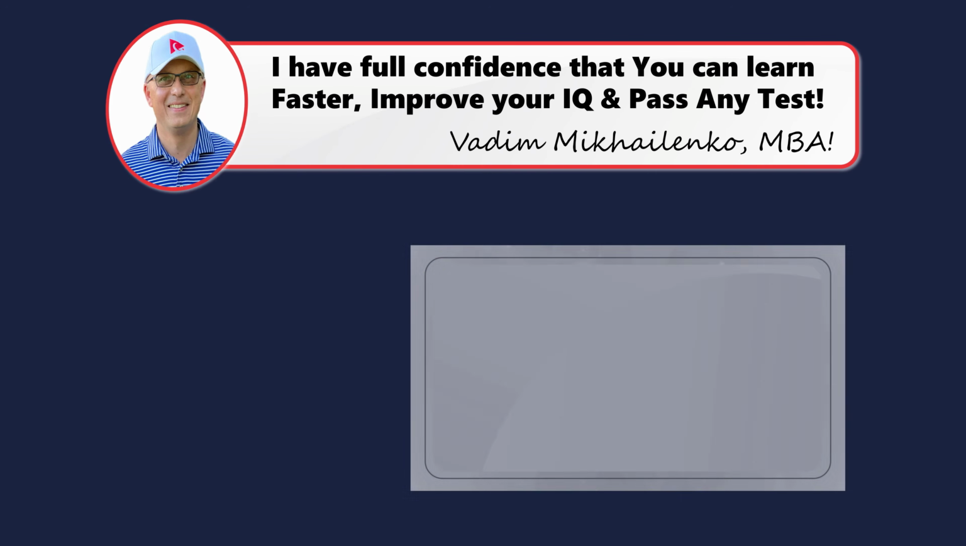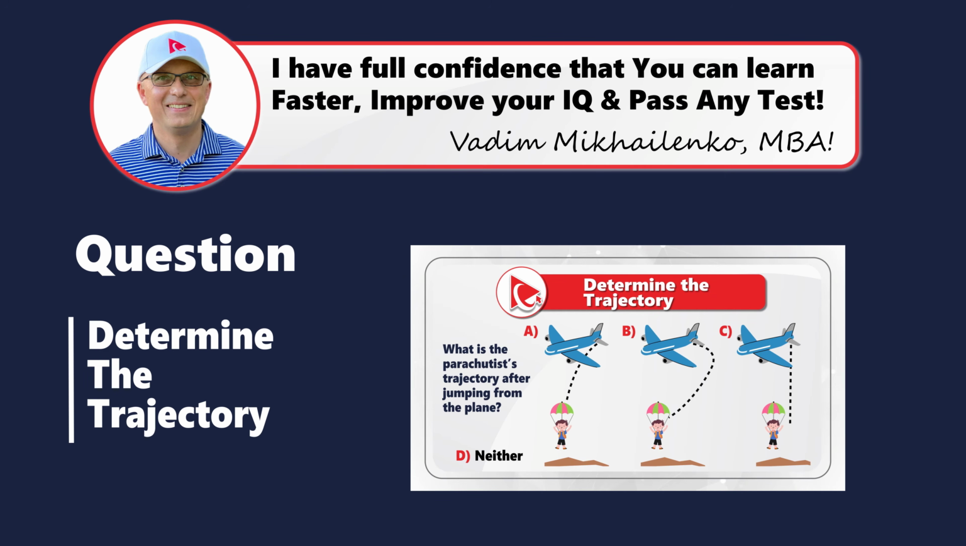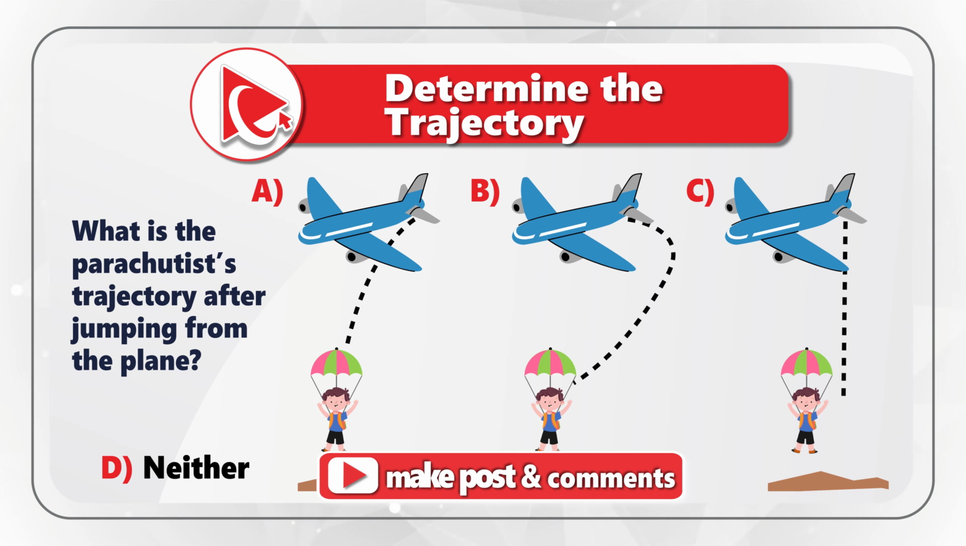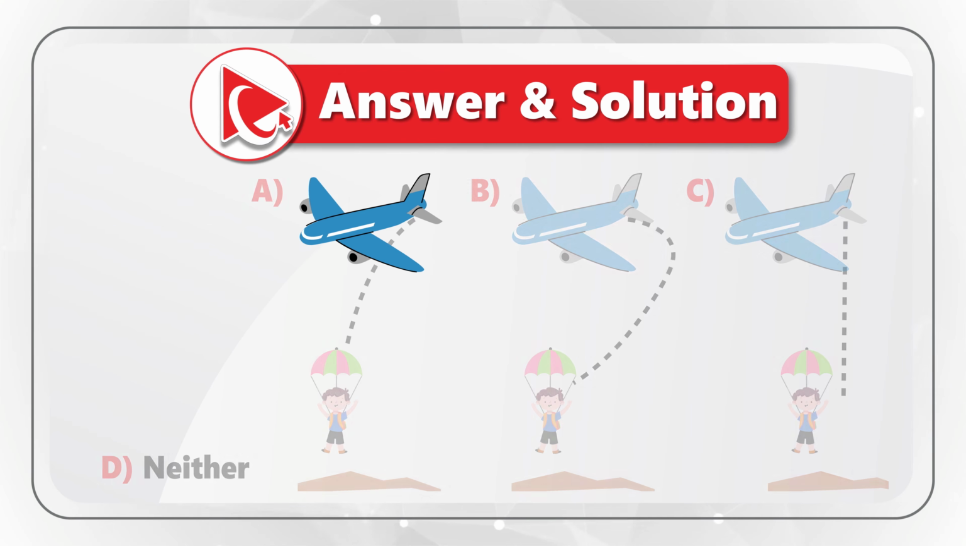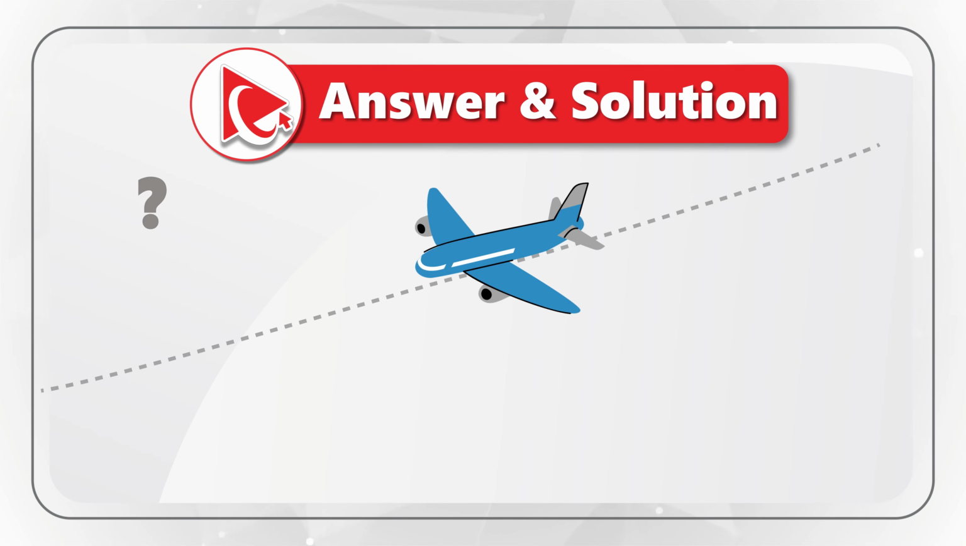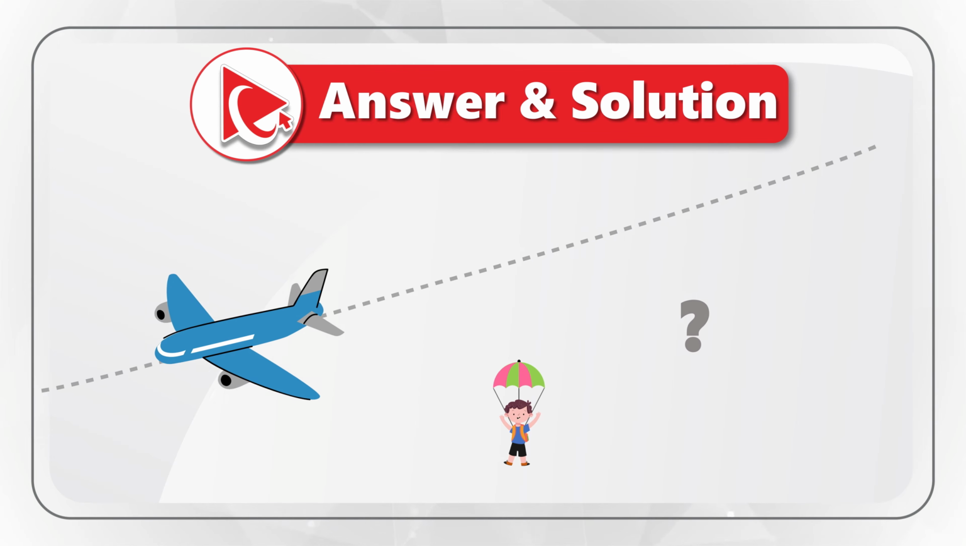I have full confidence in your skills and knowledge, so I'm moving forward to share with you my version of the answer. And obviously, if you have a better way to solve it, please make sure to post in comments. To better understand the answer, we need to determine what changes from when the parachutist is inside the plane and when the parachutist jumps from the plane.